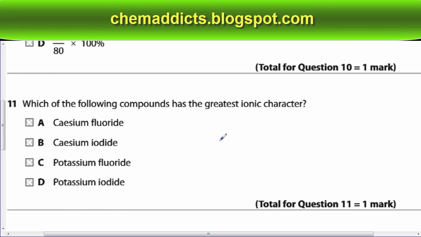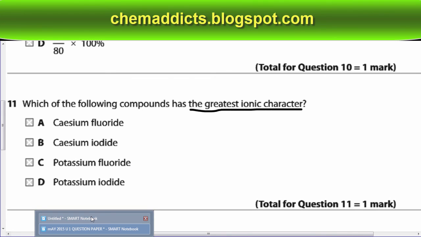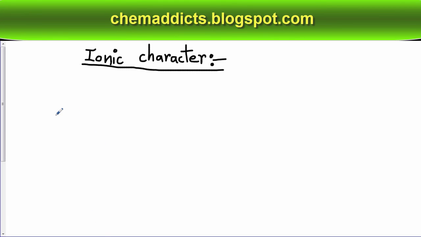Well, let's see. In order to answer this question, we need to find the keyword of this question. The keyword of this question is the greatest ionic character. We first need to know which one should have the greatest ionic character. So at first we need to know what is ionic character.